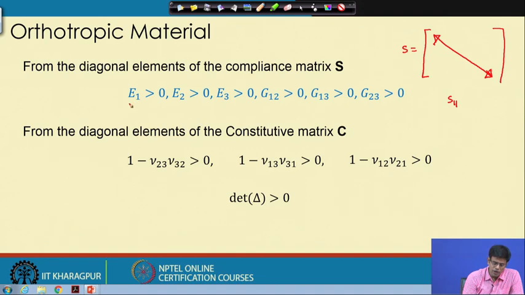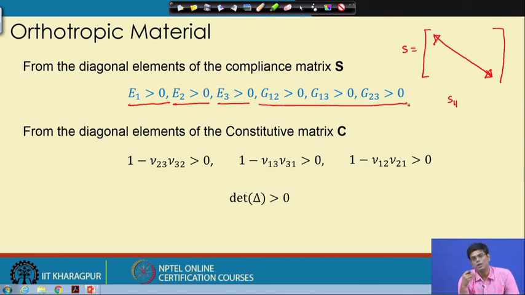So, E1 cannot be negative. So, E1 is greater than 0, E2 is greater than 0, E3 is greater than 0, and the shear moduli are greater than 0. So, you see from the 9 independent constants, we have already found out the restriction on 6 independent constants, which are E1, E2, E3, G12, G13 and G23.